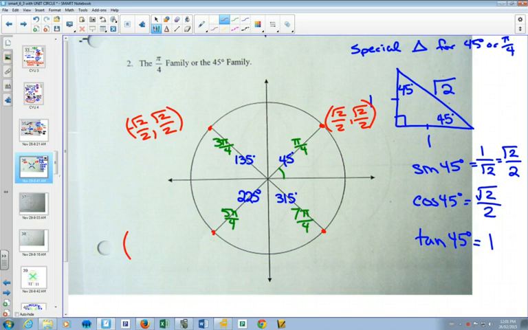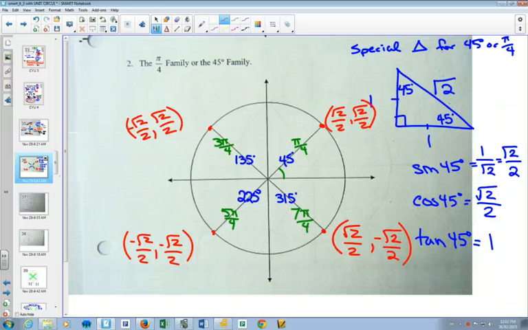In quadrant 3, they would both be negative, because both sine and cos are negative in quadrant 3, and obviously that coordinate is negative in quadrant 3. Finally, in quadrant 4, cos would be positive, but sine would be negative. And we'll quickly do tan, and that's where we'll end for today.